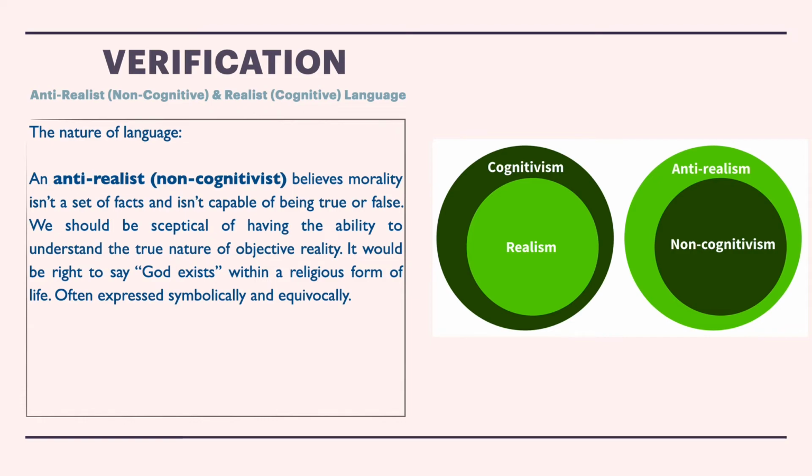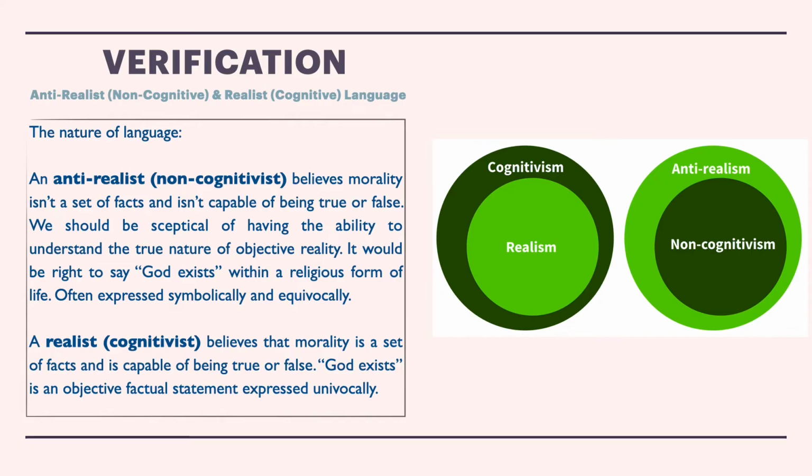In contrast, a realist or a cognitivist believes that morality, as studied in metaethics, is a set of facts and is capable of being true or false. When applying this concept to religious language, we're thinking here again about "God exists." However, this time, for a realist or a cognitivist, it is an objective, factual statement that they are expressing, and they're expressing it univocally, with one meaning.